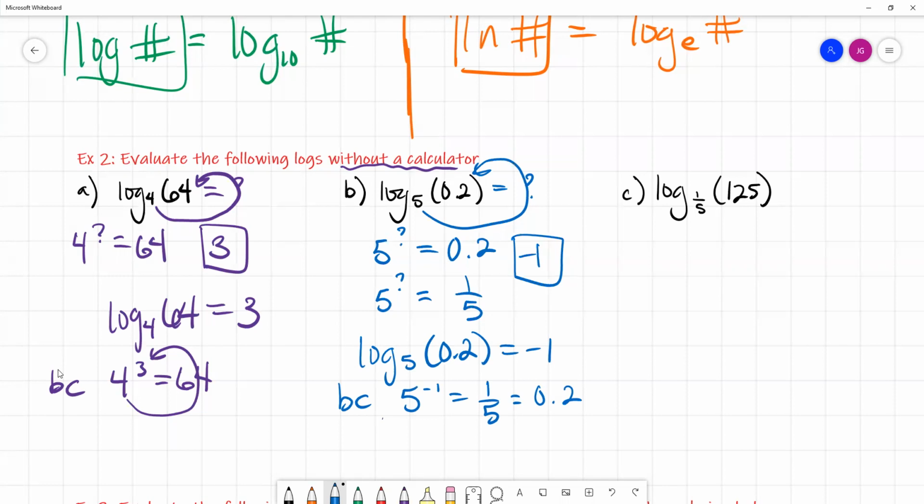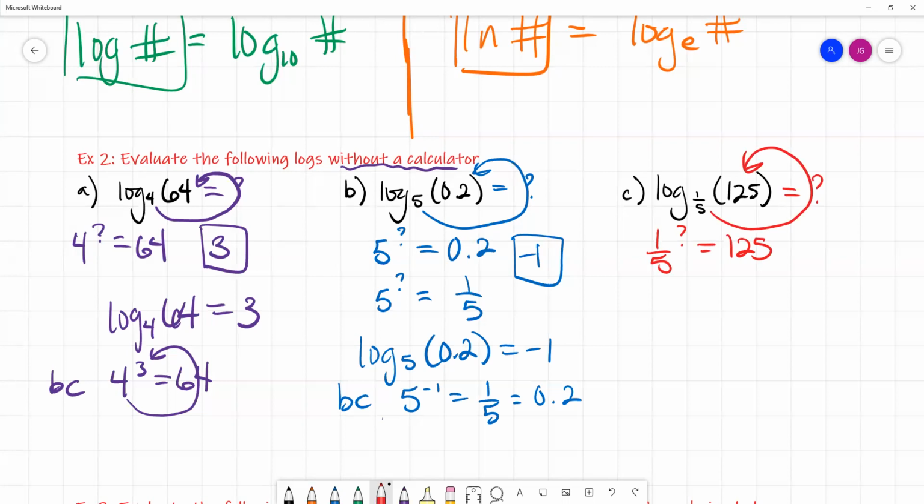Okay, last one, last example for right now. One-fifth to what power is equal to 125? That's what we get from our little circle trick. One-fifth to what power is equal to 125?